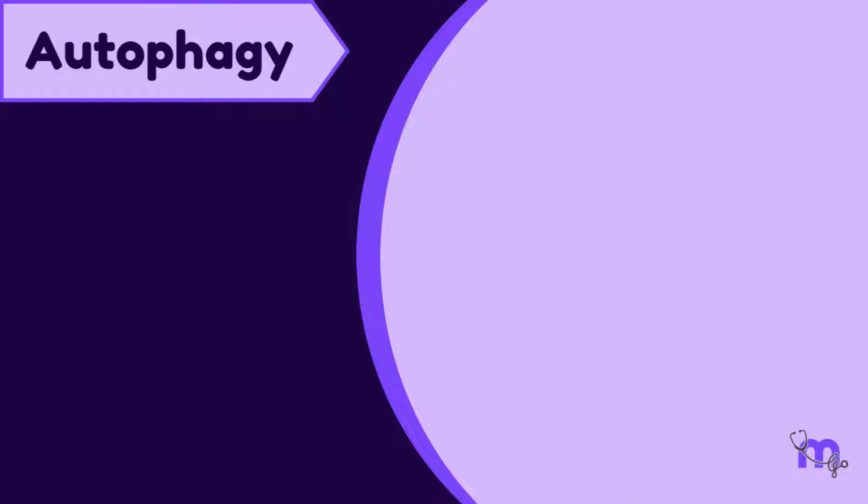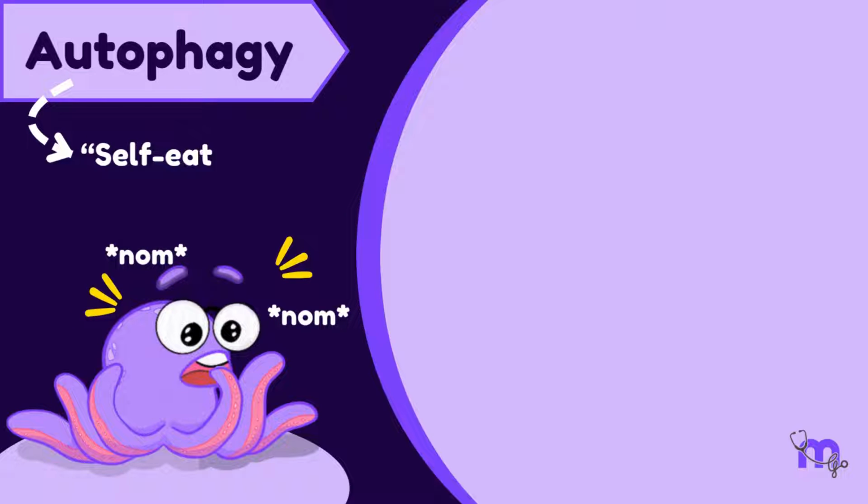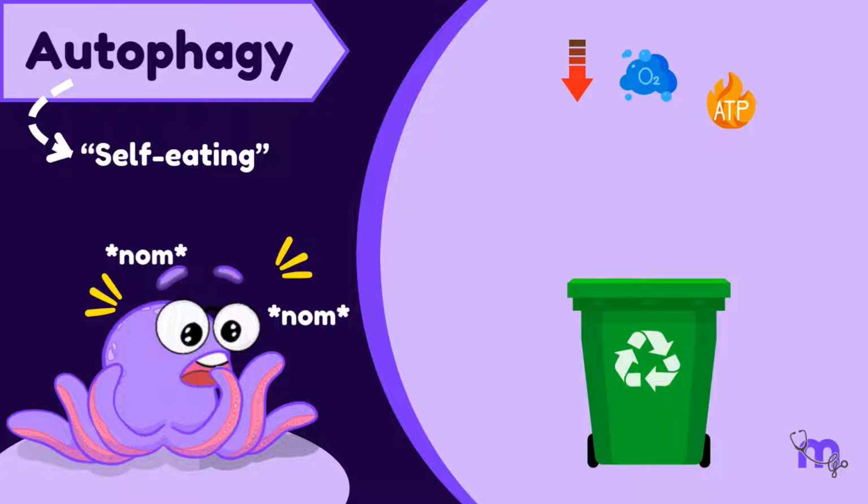Autophagy is a phenomenon associated with atrophy. It means self-eating. Starvation in terms of oxygen or nutrients forces the cell to devour its organelles and cytoplasm. This way, it recycles its resources to sustain itself with nutrients and energy.